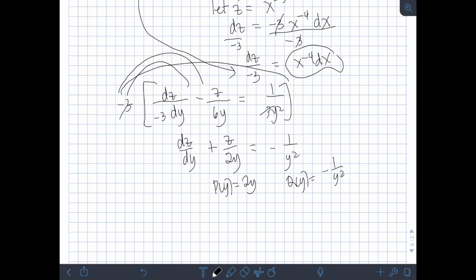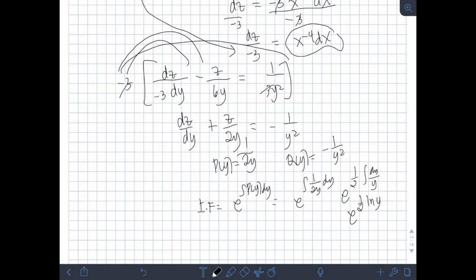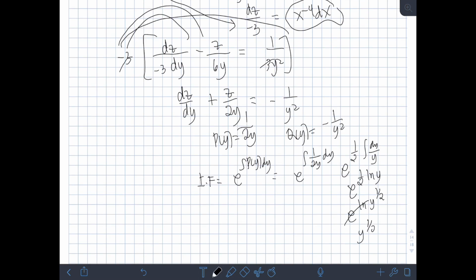Ngayon, using solution natin for linear DE, integrating factor is e raised to integral ng p of y dy equals e raised to integral ng p of y is, 1 over 2y dapat to, diba? 1 over 2y dy. So, parang e raised to integral ng 1 half dy over y. So, e raised to 1 half ln y. Or, e raised to ln y raised to 1 half. So, cancel yung ln, magiging y raised to 1 half.